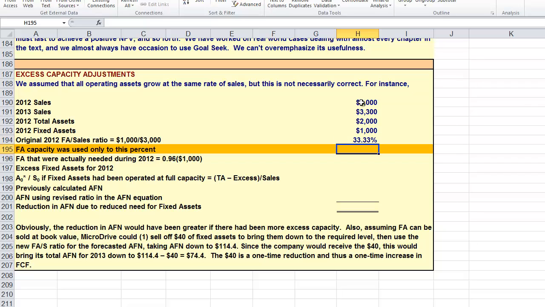If the company goes back and says, but we had excess capacity, we only used 96% of our total capacity, so we still could grow a little bit more without adding additional fixed assets, then we can include that in our forecast. So the fixed assets that were actually needed during 2012 were equal to 0.96 multiplied by what we actually used, or $960 worth. So our excess fixed assets are equal to the amount we used minus the amount that were actually needed, or $40.